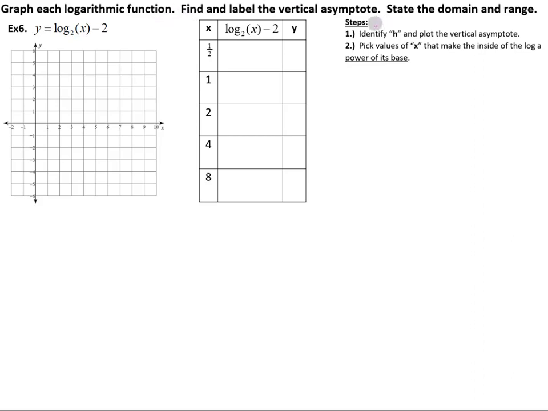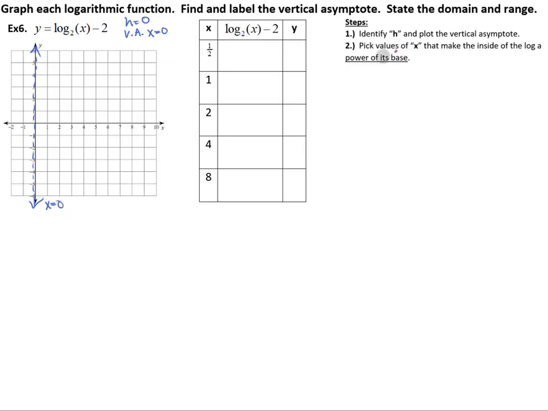Okay, so step 1, identify h. Now notice there's no h inside of here with my logarithm, so h is 0, which means my vertical asymptote is x equals 0. X equals 0 is right here. The y-axis plays the part of our asymptote here. Okay, so there's our vertical asymptote.